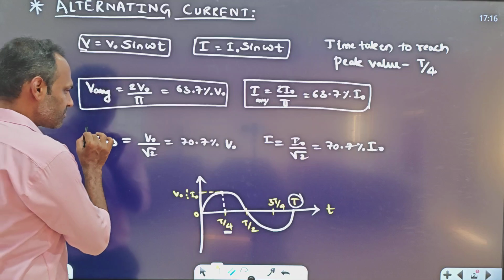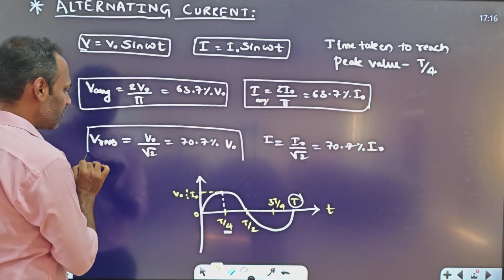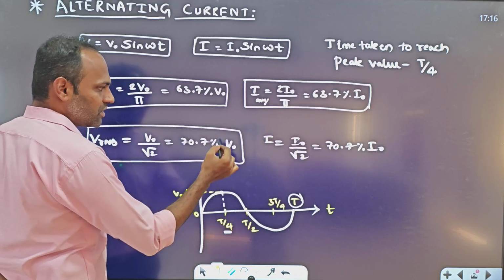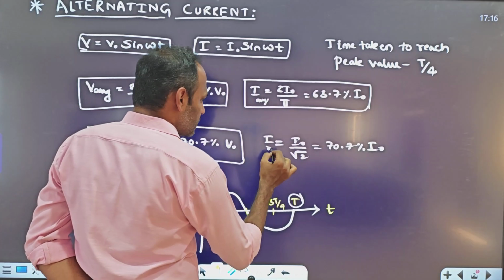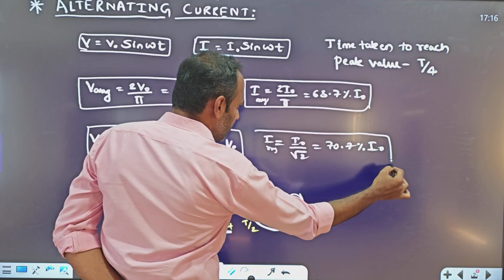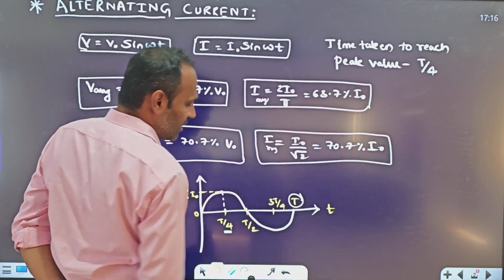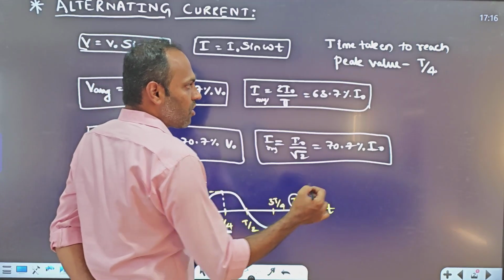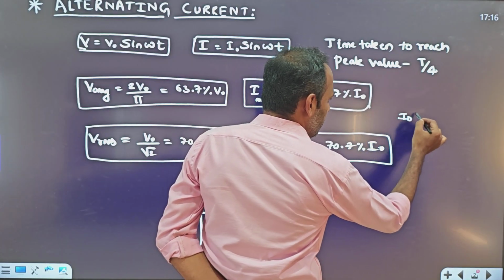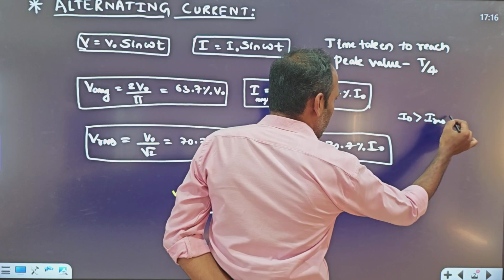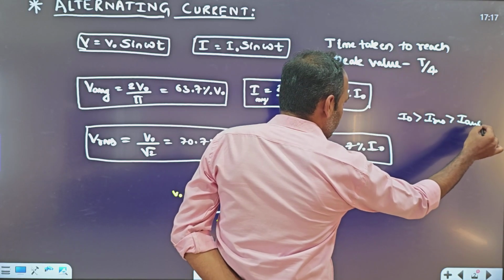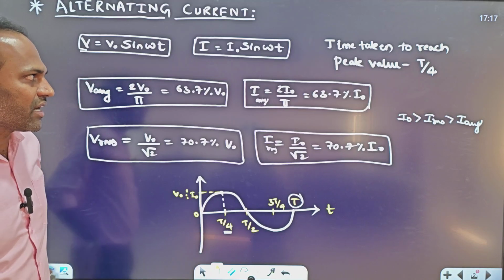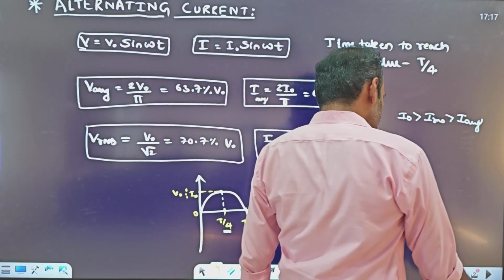After that, RMS value. RMS value is equal to peak value divided by root 2, which is 70.7% of V naught, right? And RMS value of current is peak value of current upon root 2, which is also 70.7% of I naught. See, peak value is greater than I RMS, and I RMS is greater than the average value, right? So peak value is greater than RMS value, which is greater than average value. So remember these things. We'll go for the next concept now.